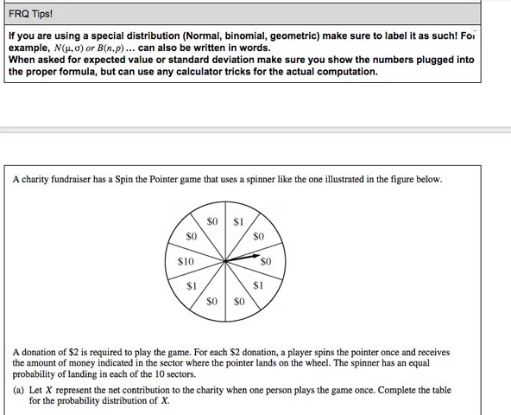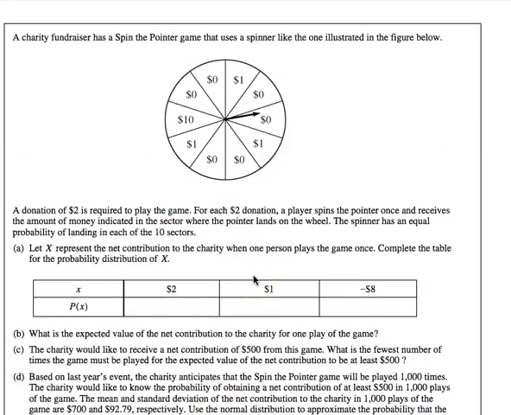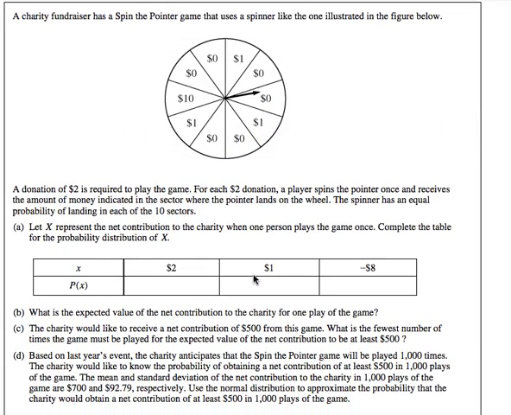So, let's dive into our first example and start working through it. A charity fundraiser has a spin the partner game that uses a spinner like the one illustrated in the figure below. A donation of $2 is required to play the game. For each $2 donation, a player spins the pointer once and receives an amount of money indicated in the sector where the pointer lands on the wheel. The spinner has an equal probability of landing in each of the 10 sectors. Let X represent the net contribution to the charity when one person plays the game once. Complete the table for the probability distribution of X.